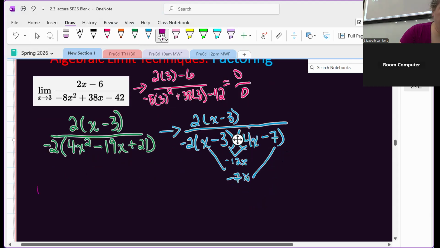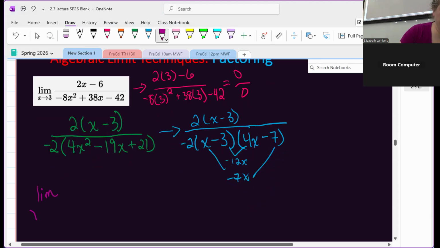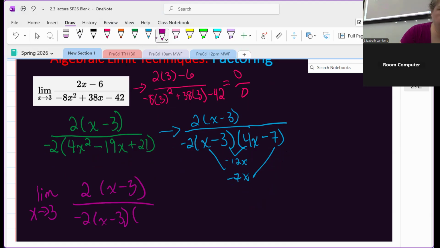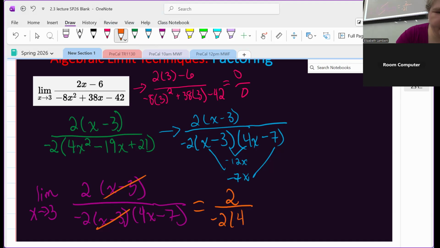So I'm just going to rewrite my limit down here now. I'm going to write all that inside. 2 times x minus 3 over negative 2 times x minus 3 times 4x minus 7. So the x minus 3's cancel out. And for the rest, now we can plug in that 3. So 4 times 3 is 12, minus 7 is 5. So we end up with negative 1/5.